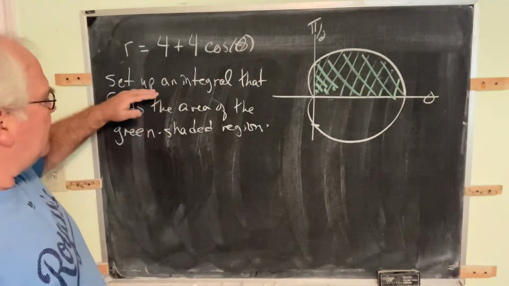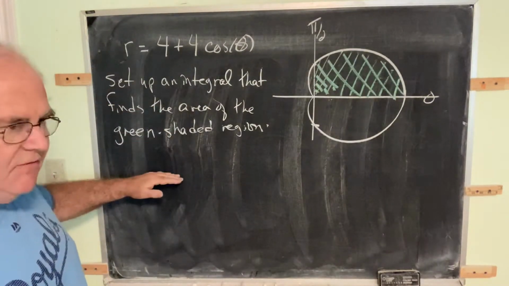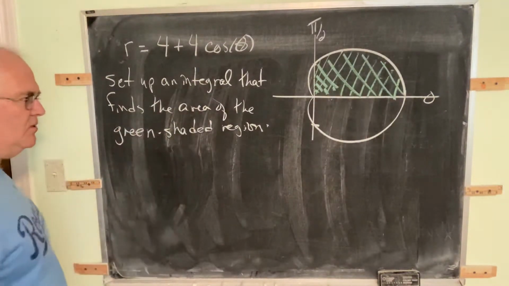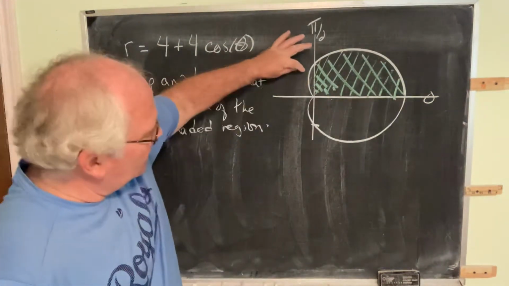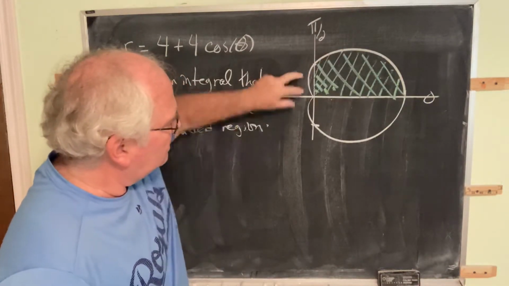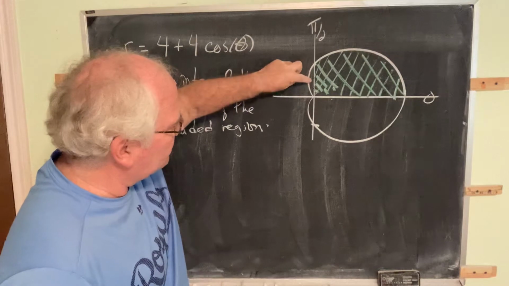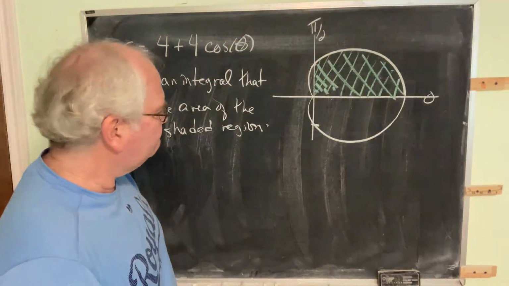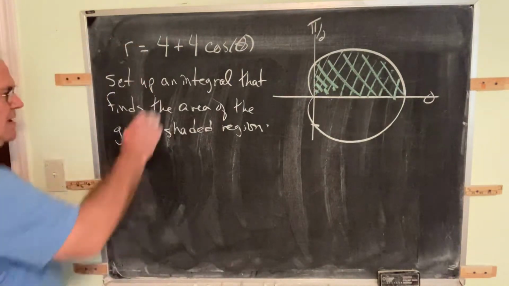And we want to set up an integral. Just set up, you don't even need to evaluate it for now. Set up an integral that finds the area of the green shaded region. It's just the region of the first quadrant, right? I don't want this little fiddly bit. I just want this larger region here, all right? So, set up an integral that finds that.